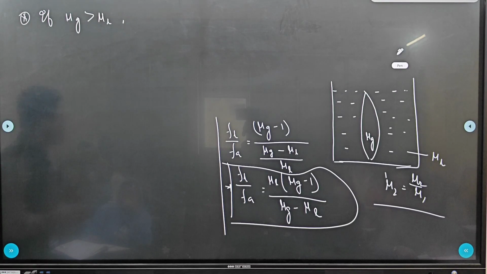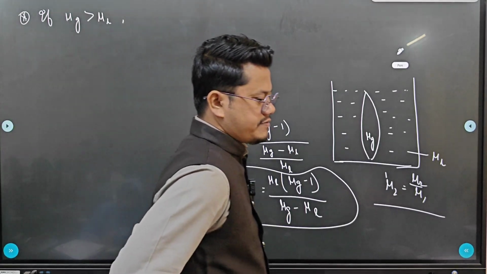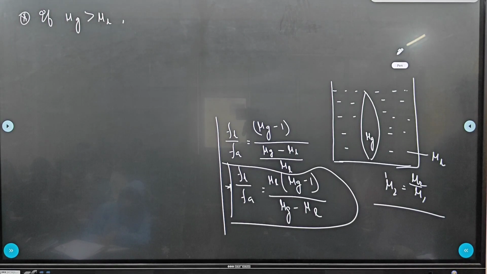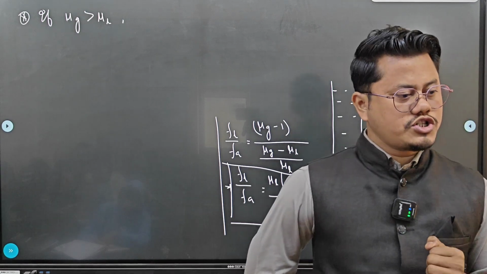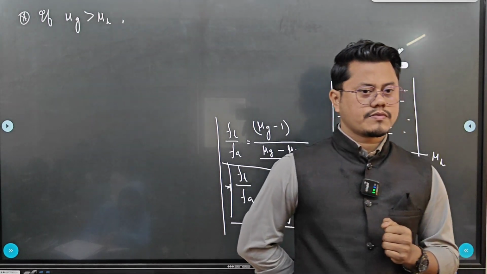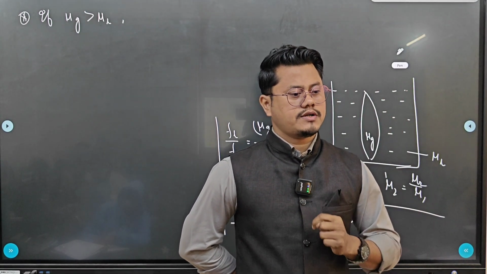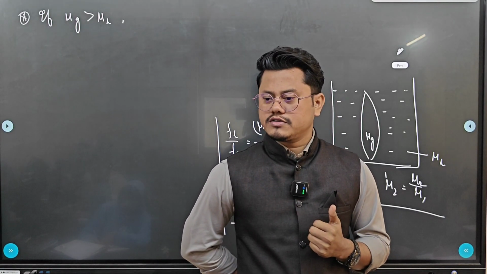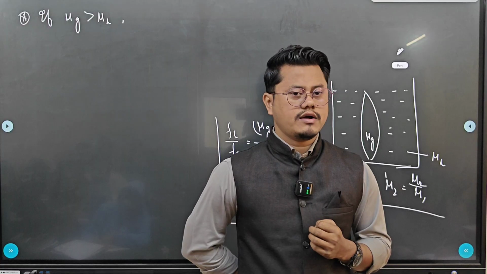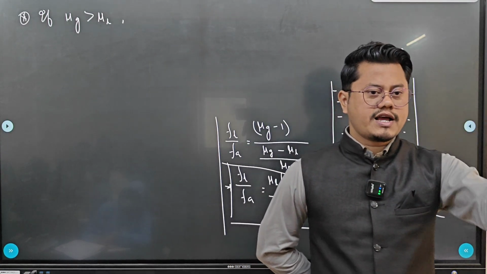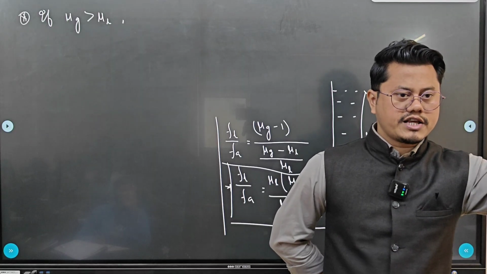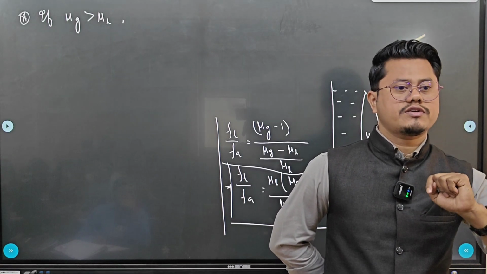Got it? Same line. In this case, the nature of the lens remains unchanged, but focal length increases. We get Fl greater than Fa, or not? Higher, na? If I immerse the lens inside a liquid, we are getting focal length Fl greater than Fa in case of air, or not? So focal length will increase.